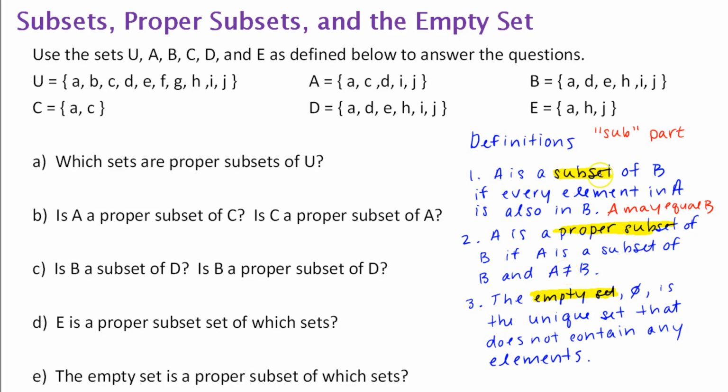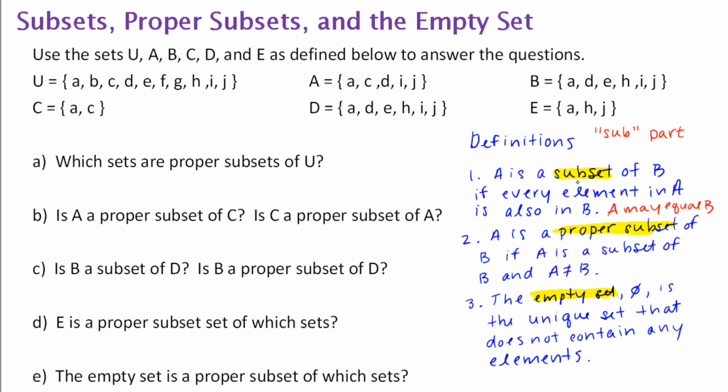Now, one way to remember this relationship or an idea behind it is the prefix sub, one of its meanings is part, a part of something. So A is a subset of B. That would mean that if you took all of the elements in A, it's part of B. Okay, so all of them are in B.